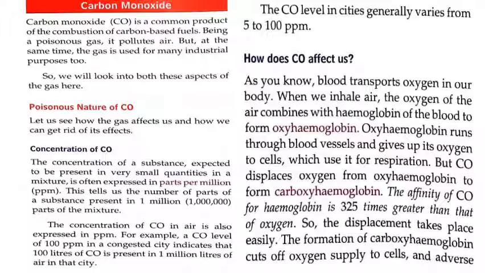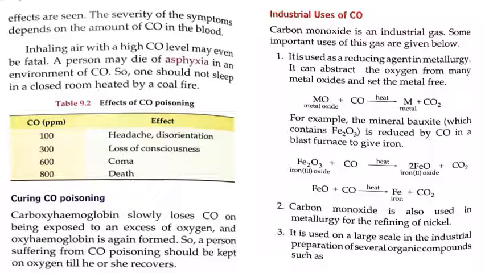The formation of carboxyhemoglobin cuts off oxygen supply to cells. Here we are saying that if oxygen combines with hemoglobin, oxyhemoglobin is formed. But if carbon monoxide displaces oxygen from the oxyhemoglobin, then what is formed is carboxyhemoglobin. And this carboxyhemoglobin cuts off oxygen supply to cells. That means our cells will not be getting the oxygen. Therefore, adverse effects are seen.